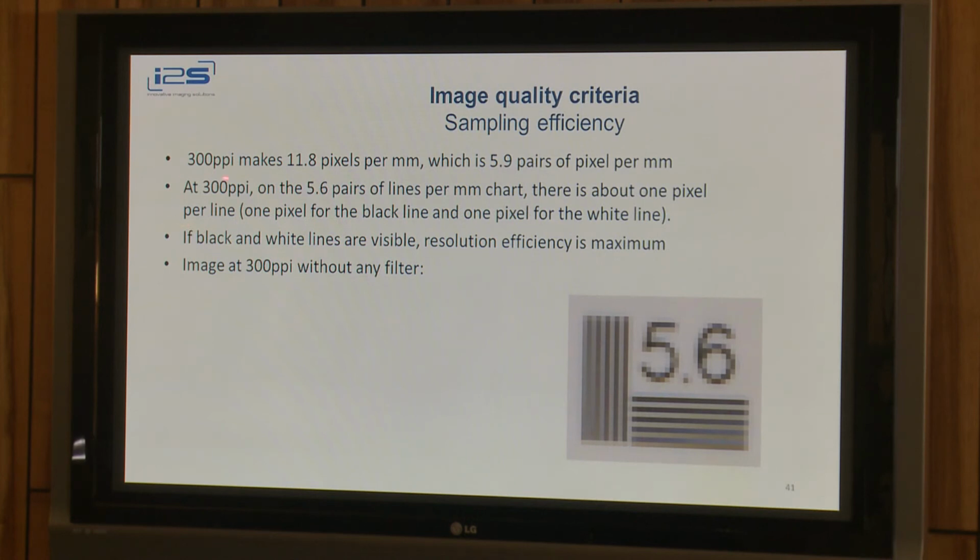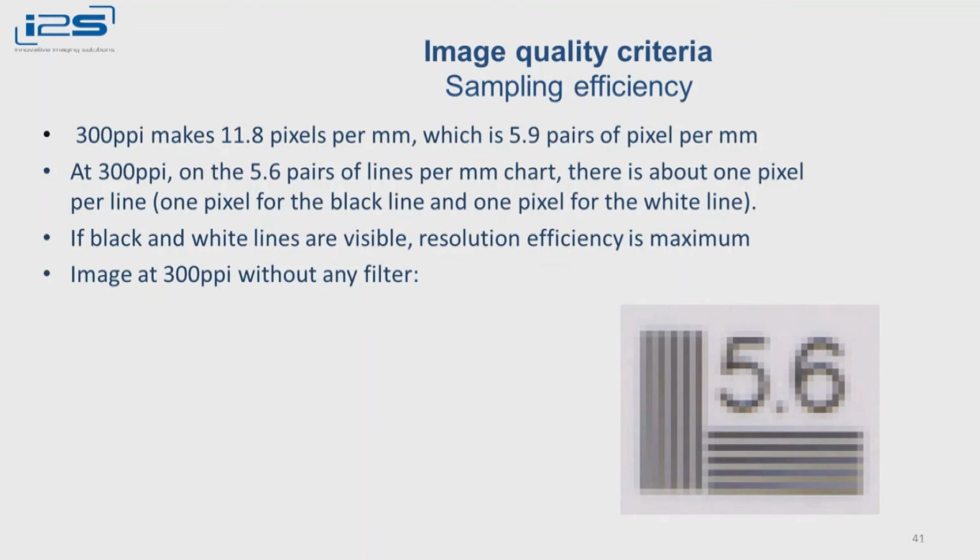If I scan at 300 dpi, that makes about 12 pixels per millimeter. That makes about 6 pairs of pixels per millimeter, so I will be able to see, on the chart there is not 5.6, 5.9, so there is 5.6. So I should be able to see the line at 5.6 on the chart. If I can see them, that's good. If not, there's something wrong.